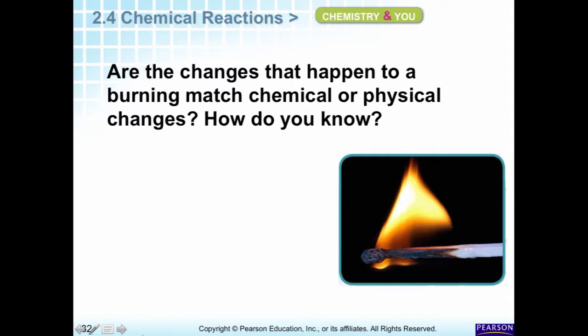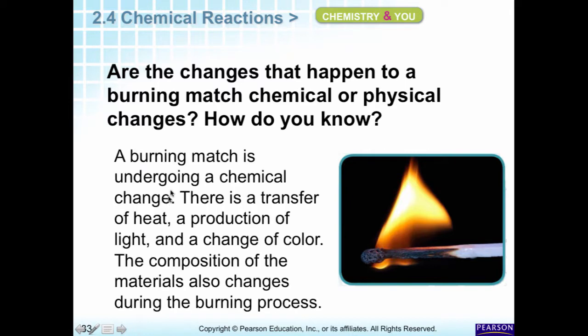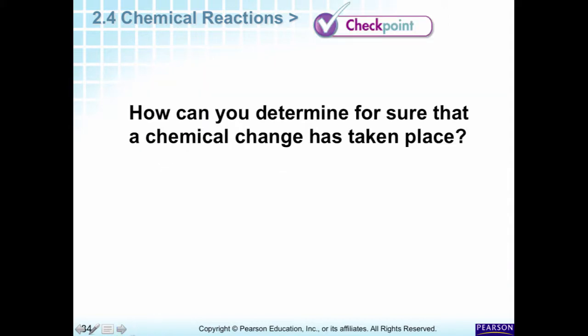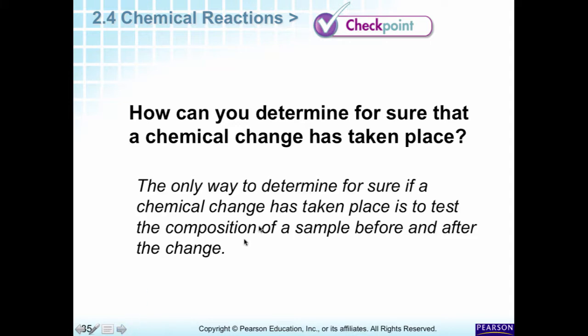So let's go back to our match. Do you say chemical? You're right if you did, because there's a transfer of energy in the form of heat. You have light, you have a change in color, and the composition of the materials change. Okay? See the carbon there? What's the only way you can determine if a chemical change has taken place? You must test the composition before and after the change.